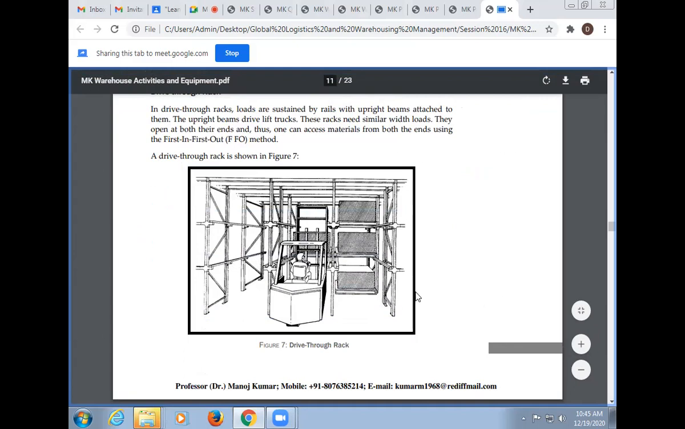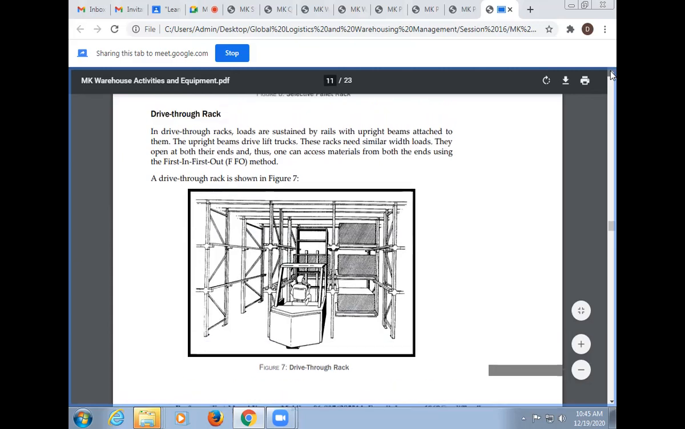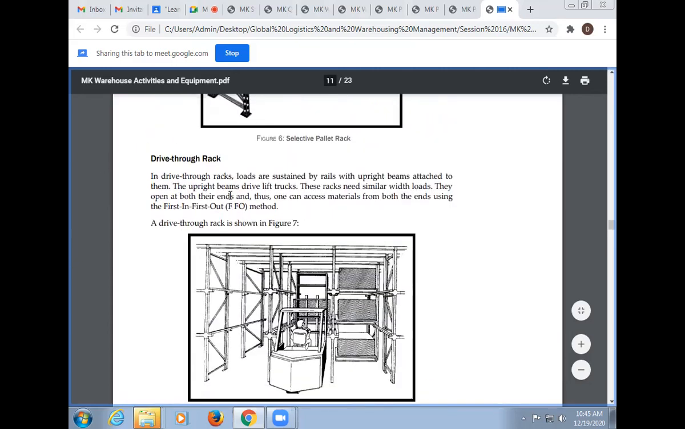This is the drive-through rack. In drive-through racks, loads are sustained by rails and upright beams attached to them. The upright beams drive lift trucks. These racks need similar width loads. They open at both ends, thus one can access material from both ends using the first in, first out method. This is the drive-through rack.